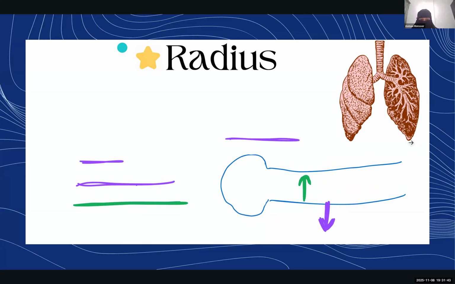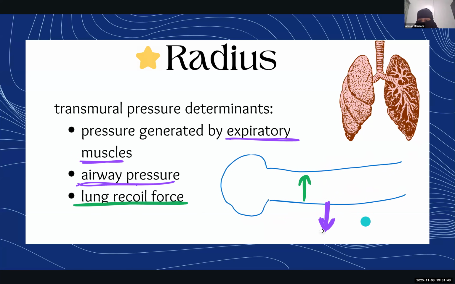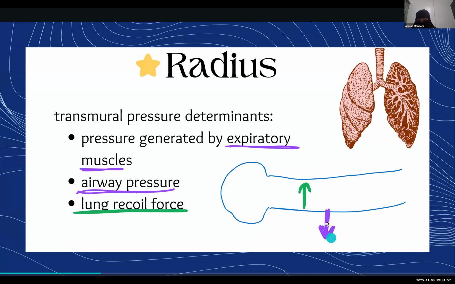So I was talking about transmural pressure. Transmural pressure depends on two important things. One is the purple arrow, and the other one is the green arrow, all right? Now, the purple arrow is the one that is pulling the alveoli and making sure it's patent. When you pull the alveoli, this is done by the expiratory muscles. When you exhale or when you inhale, these are the muscles that keep pulling and making sure that the airway does not collapse. Whereas the green arrow is the lung recoil.